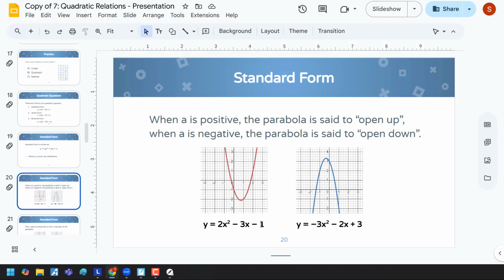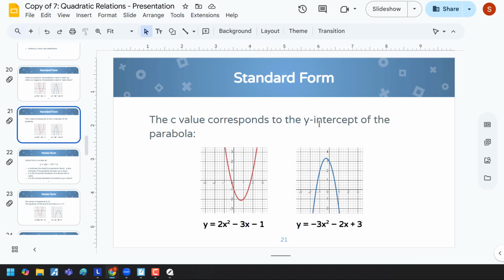So we have 2x squared minus 3x minus 1. This is the example. A is positive 2 in this example. And in the second example, where you have the blue graph, a is negative 3 here. And you can see what effect the negative sign has on the direction of the graph. C corresponds to the y-intercept. So hopefully you remember what the y-intercept is. It's where the graph intersects or crosses the y-axis. The y-axis, if you forgot, is the vertical axis. It's the one that goes up and down. So here the C value is -1. And this is exactly where the graph crosses, at -1.